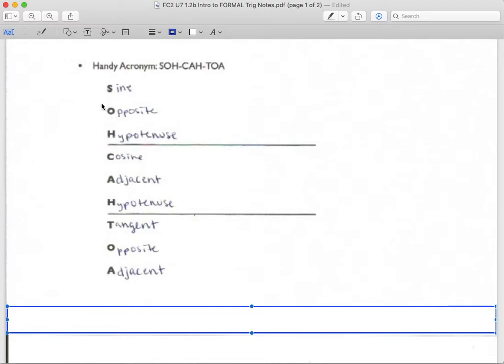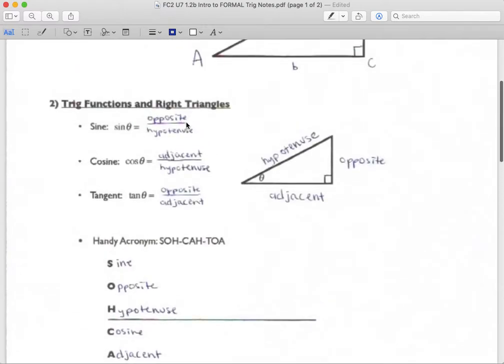So, SOH is for our trig function sine, and that is the opposite over hypotenuse, like what I had up here.